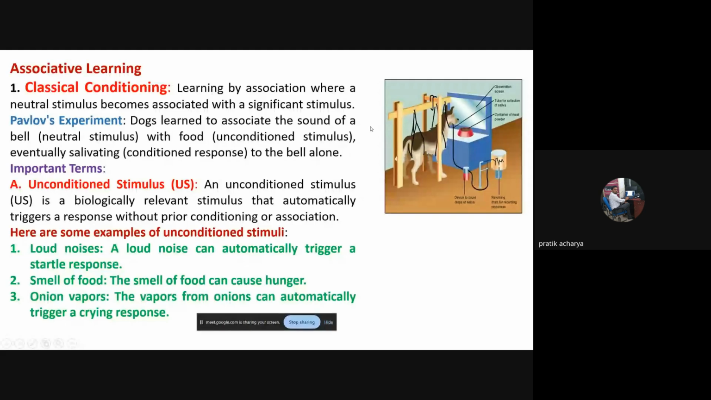Pavlov concluded that this kind of behavior is a learning pattern. That means at that particular time when the bell was rung, the dog knew himself that this is the time for the food. Then it started secreting saliva. So these are different kinds of conditioned stimulus. That means there is a condition, there is a stimulus. This is the first important part of classical conditioning.